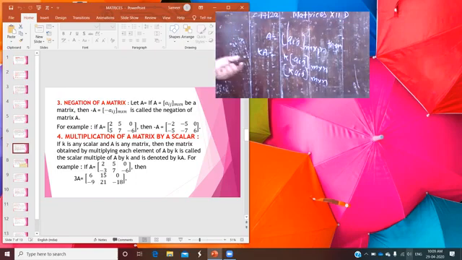If you write this step after this one, what is the meaning of this? k times the matrix A is equal to k times Aij. This means you have to multiply each term of the matrix by that scalar quantity. So understand, each term, that is each element of the matrix, is multiplied by k.